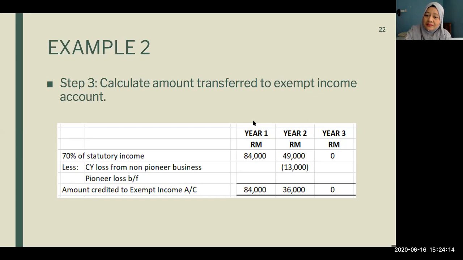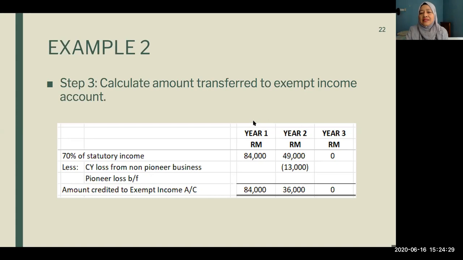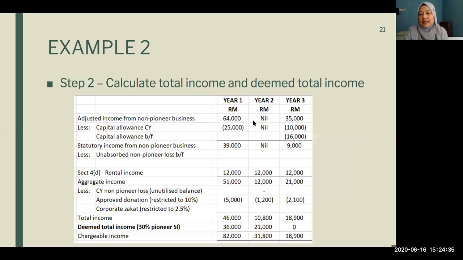Alright? So in this case, amount credited is 36,000 instead of 49,000, which was the 70%, but reduced by the losses from non-pioneer, you only have 36,000 left. Later I may want you to do this first. Calculate the exempt income first, then only you calculate total income. So that's why here in the 12,000, you do not have any current year non-pioneer loss, because the 13,000 has been used or absorbed by your 70% SI.